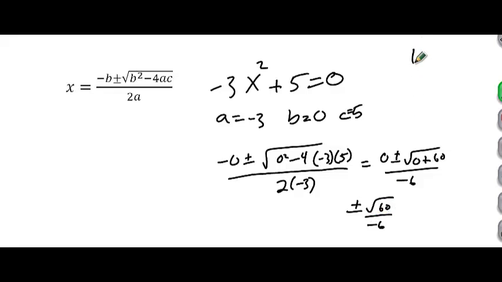We can try to break up root 60. So 60 is, well, 6 and 10 is probably the easiest way. 2 and 3, and then 2 and 5. Got a pair of 2's, so this is going to be plus or minus 2 root, and the ones that don't have pairs stay inside, 15 over negative 6.